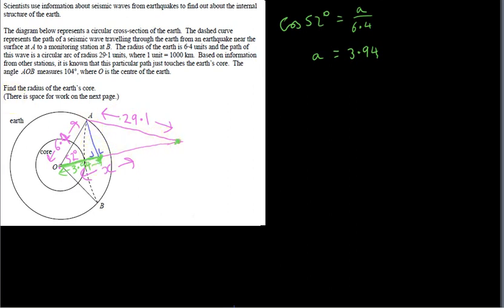So how do we find this blue side here? Well, we notice that this blue side is the side opposite 52 degrees in this right angle triangle. So we see that the sine of 52 degrees is the side opposite 52 degrees, I'll call it little b, divided by the hypotenuse of this right angle triangle, which is 6.4. So I get that b is 5.04.